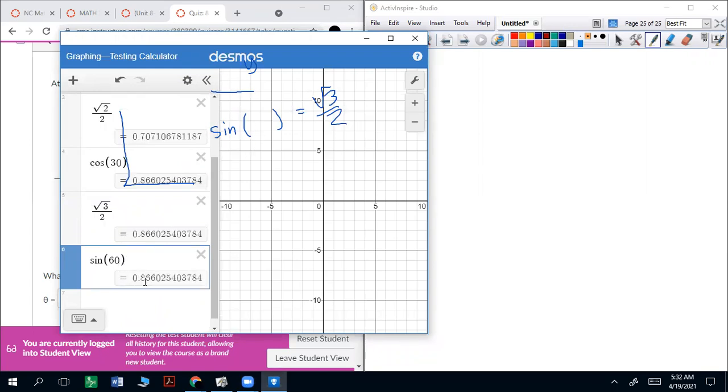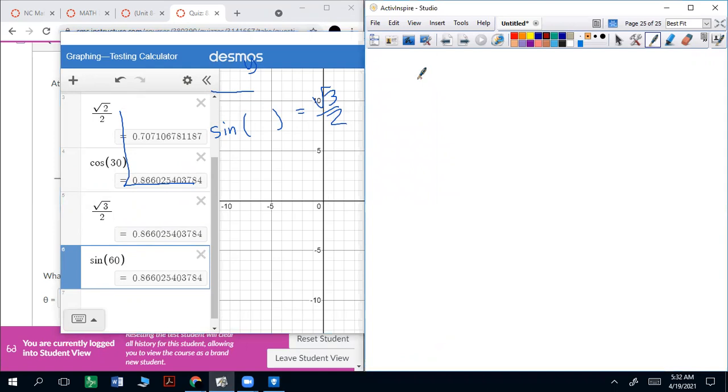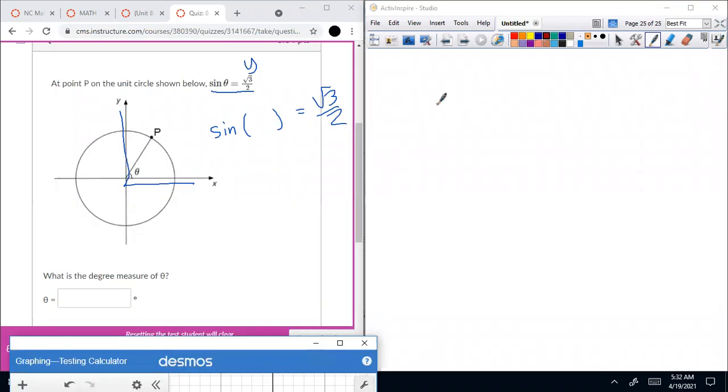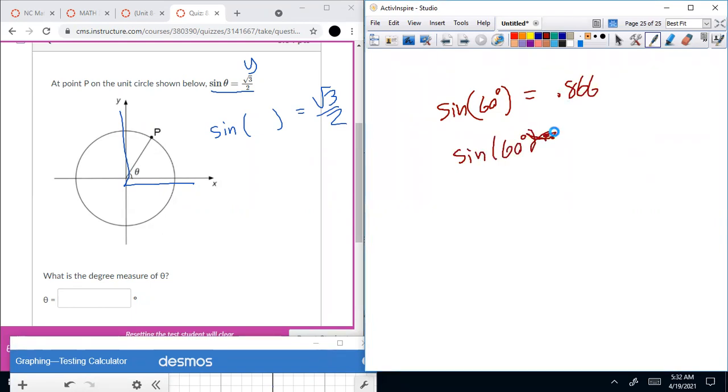Sine of 60 is 0.866. So sine of 60 equals 0.866. Remember, 0.866 is the square root of 3 over 2. So your angle is 60 degrees.